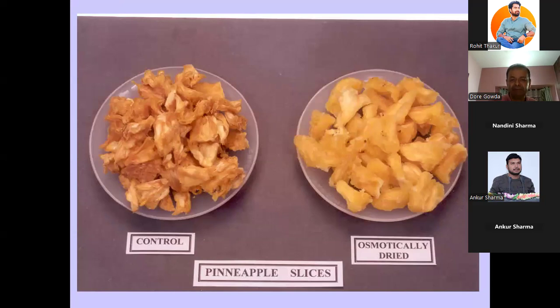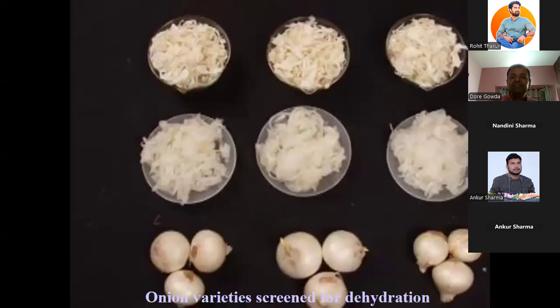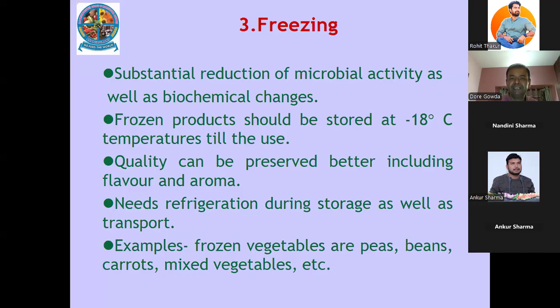So you can see pineapple osmotically dried. Here, dehydrated onion, you can see different varieties. Mostly for export purposes, white varieties of onion are prepared for drying or dehydration. So these are dehydrated onion.